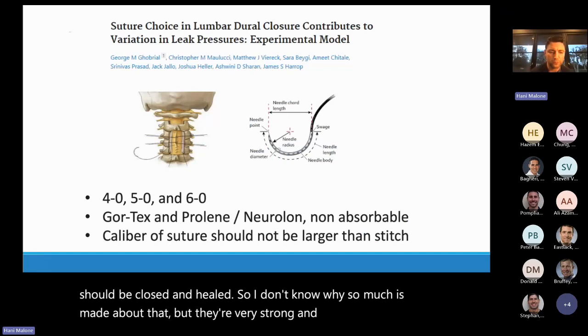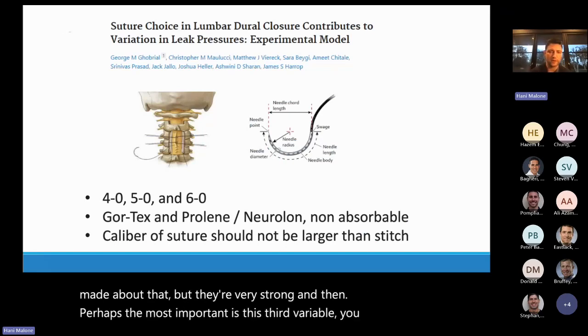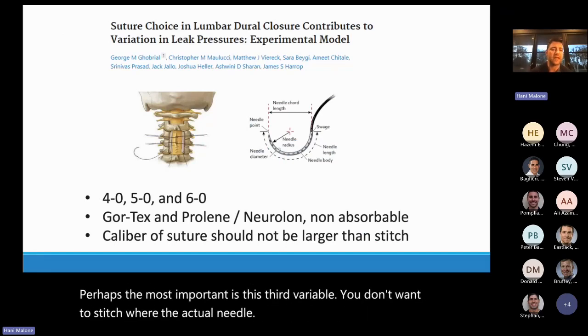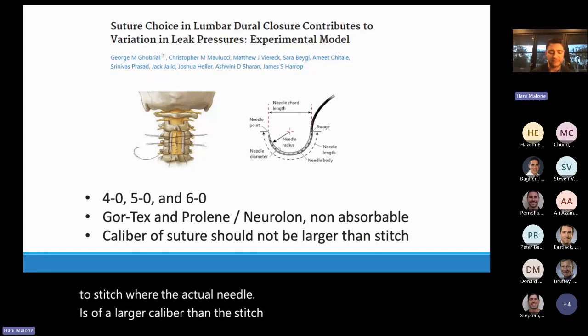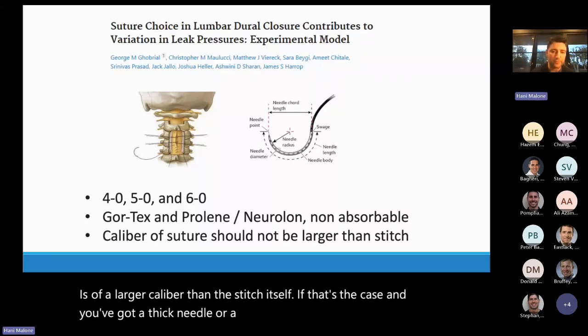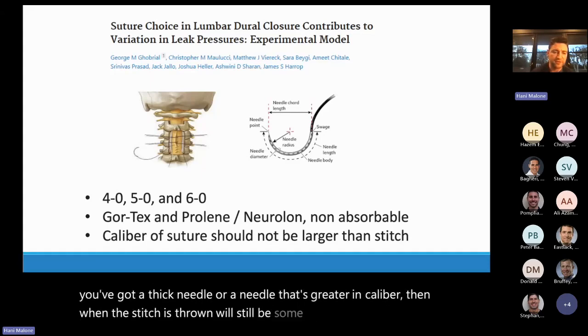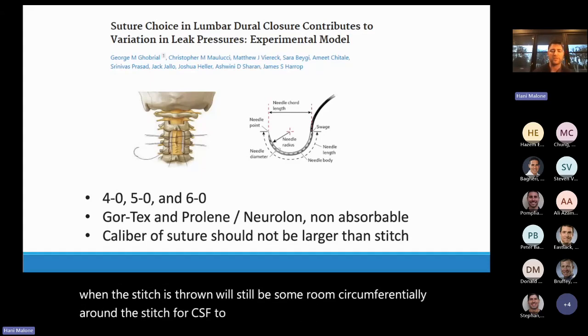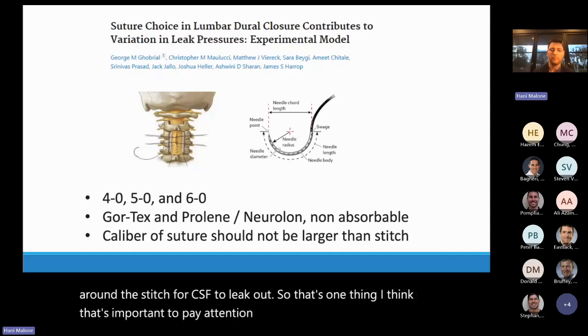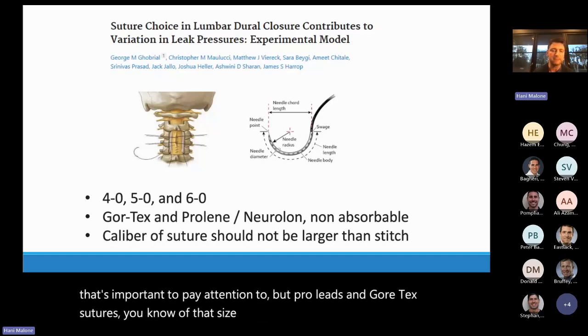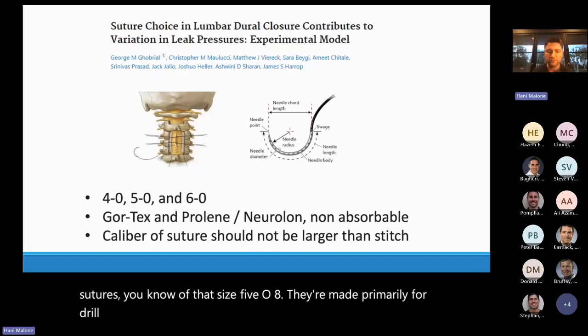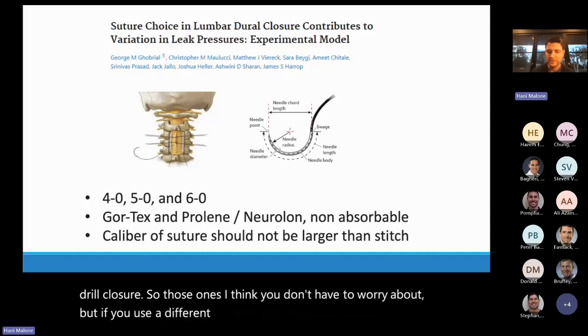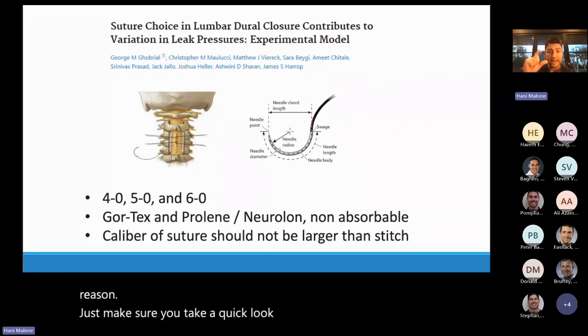And then perhaps the most important is this third variable. You don't want a stitch where the actual needle is of a larger caliber than the stitch itself. If that's the case, and you've got a thick needle, or a needle that's greater in caliber, then when the stitch is thrown, there'll still be some room circumferentially around the stitch for CSF to leak out. So that's one thing I think is important to pay attention to. But Prolene and Gore-Tex sutures of that size, 5.0, are made primarily for dural closure, so those you don't have to worry about. But if you use a different stitch for whatever reason, just make sure you take a quick look at that. It'll be on the package.